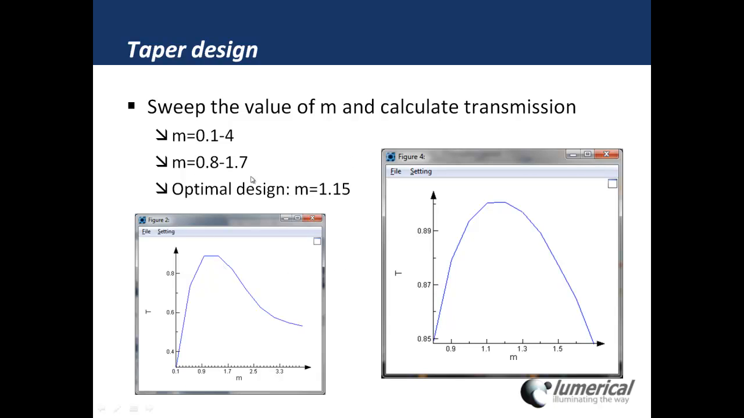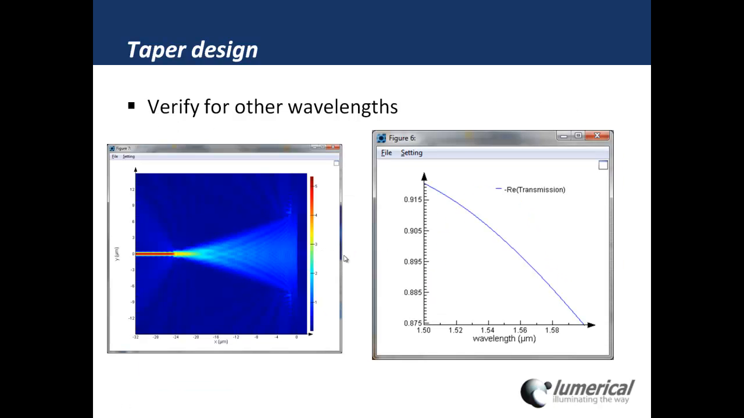But when we run on a smaller range to get a little more precision, we find that the optimal design is 1.15, so a slightly nonlinear taper design. And actually there's a reasonable amount of sensitivity to the shape of this taper. So even varying m from 0.9 to 1.5, which is not a huge change visually, it actually does lead to a substantial change in the coupling efficiency into the waveguide. So we're going to stay with this design of m is 1.15 for the exponent.